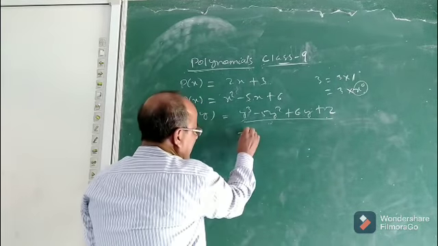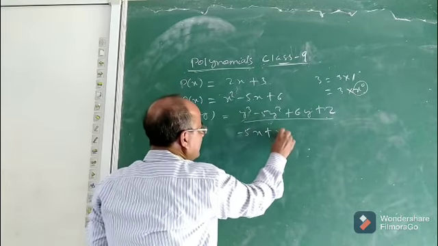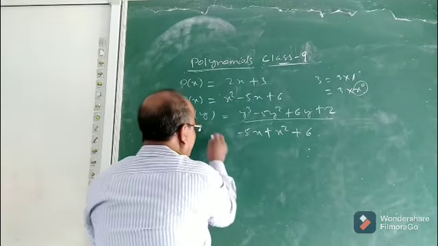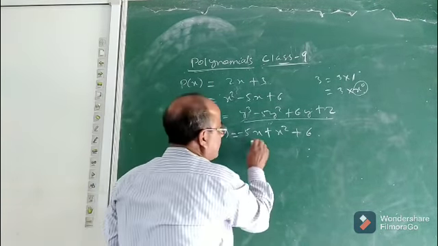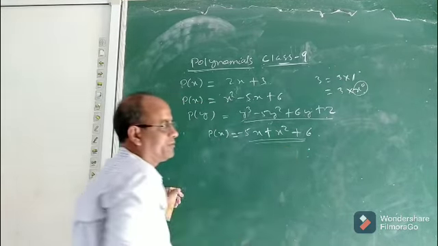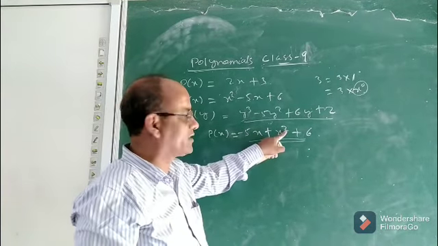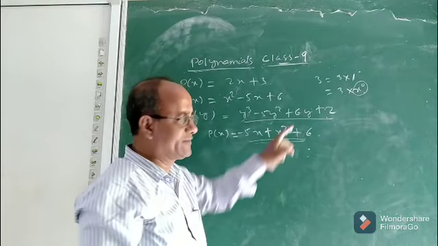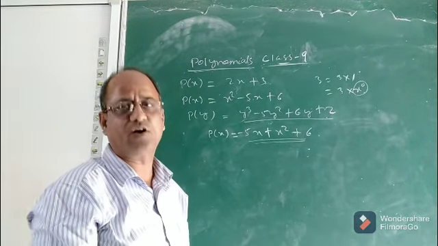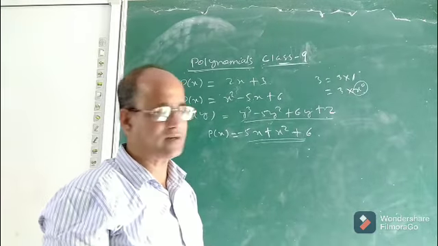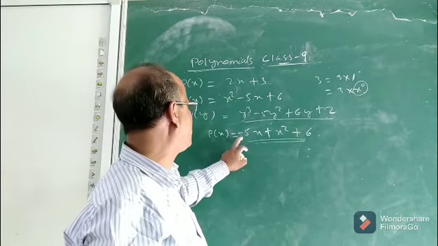What do you see? If I write minus 5x plus x square plus 6, look, children. Suppose a polynomial in variable x is written in this form, then it is not in standard form, because here the power is 1, here the power is 2. It is not in descending order. So we have to write the powers of the variable in descending or decreasing order. So that will be the standard form. Okay, so this is standard form.